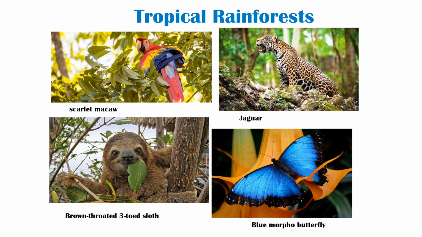Let's start at the top with the scarlet macaw, a very social and intelligent animal. They are found in the canopy and emergent layers. The next animal is the jaguar. We're going to go clockwise.